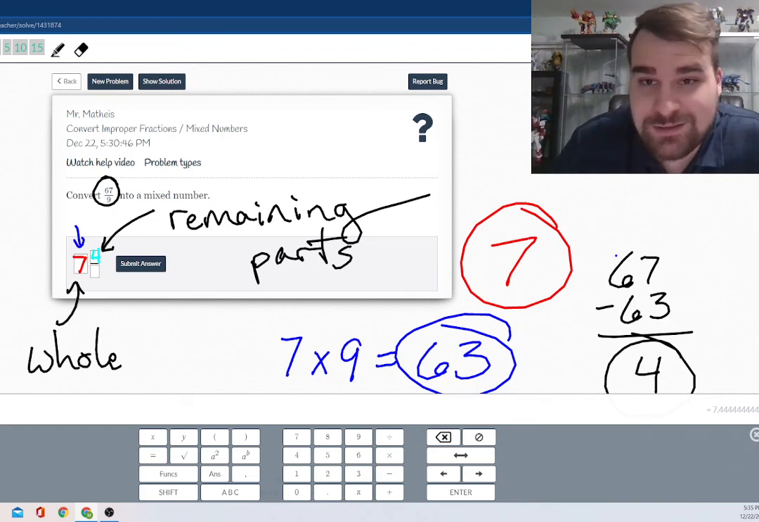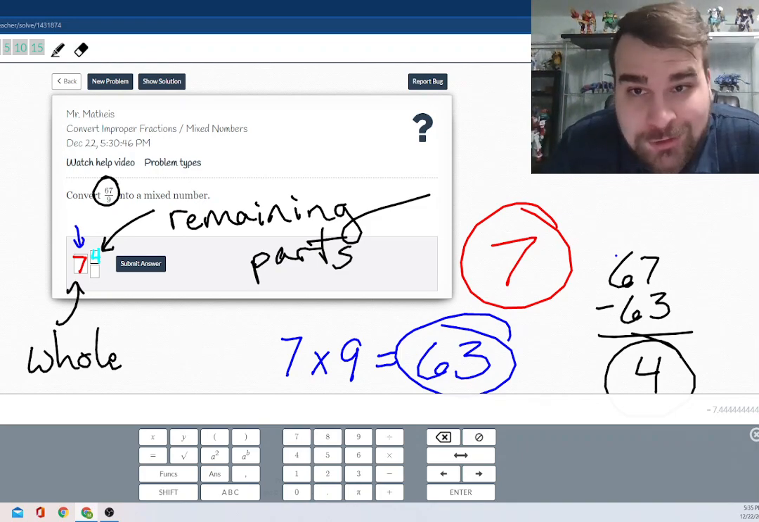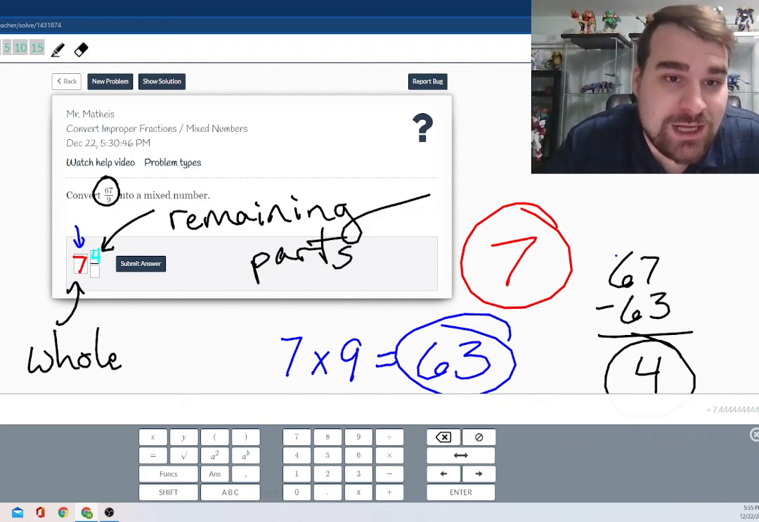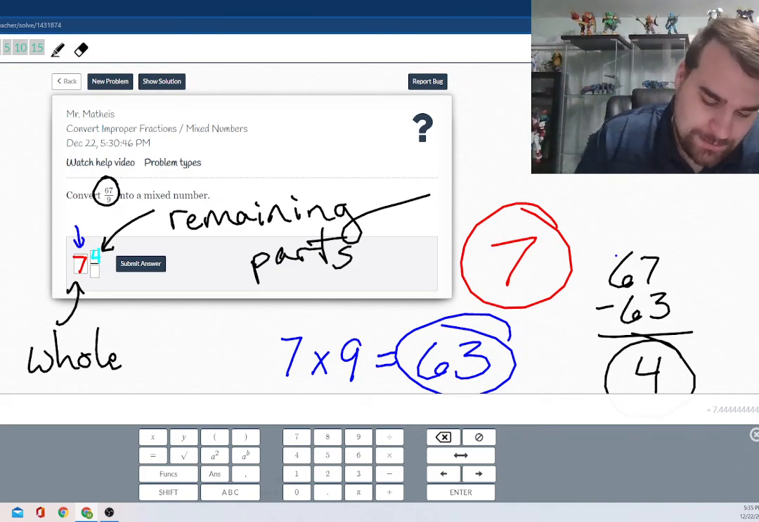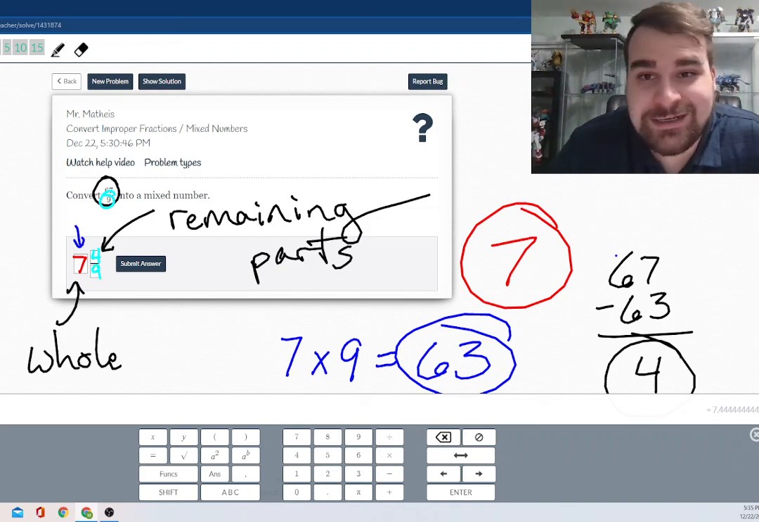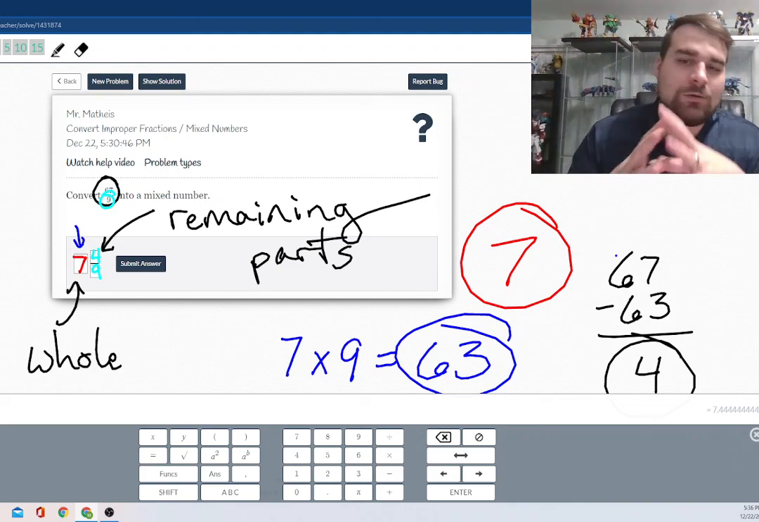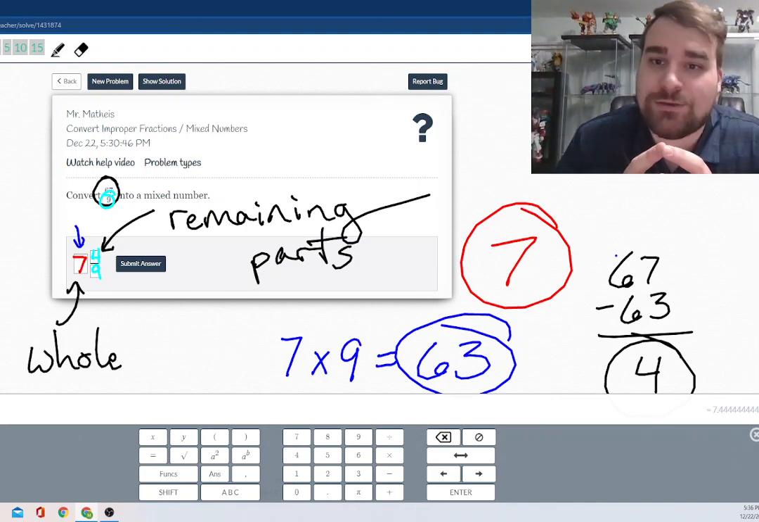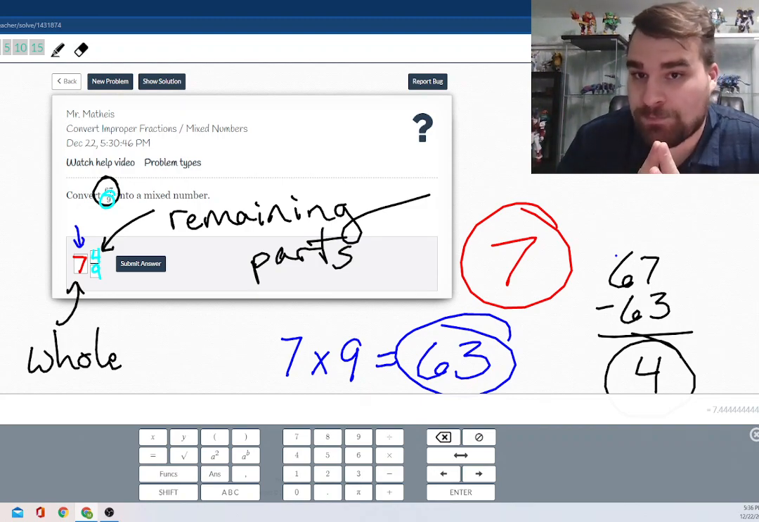And just like on every mixed number, the denominator, or the bottom half of the fraction on the remaining parts, is going to be the same denominator as your improper fraction had. So the improper fraction had a 9 down here. This is going to be a 9 as well. So 7 and 4 over 9. And that's our answer. Well, let's reiterate why exactly this works, because this will work for any problem.